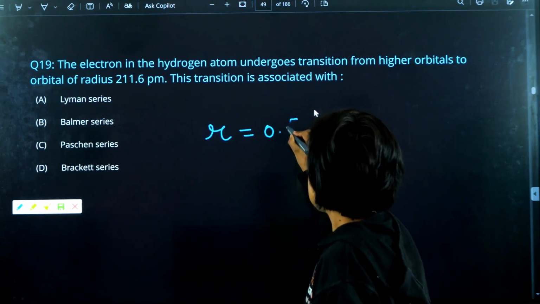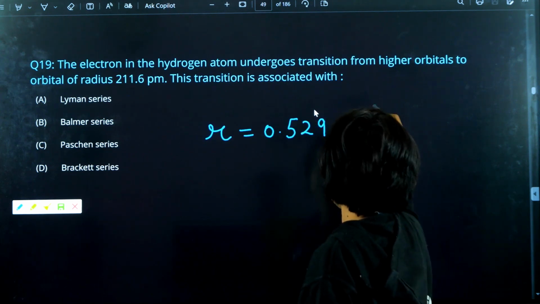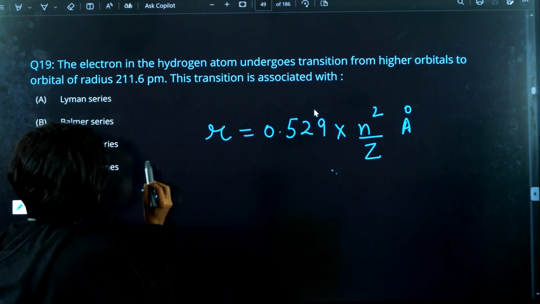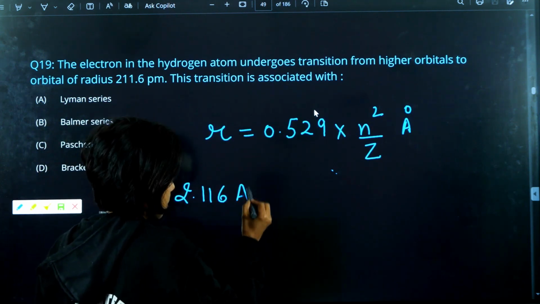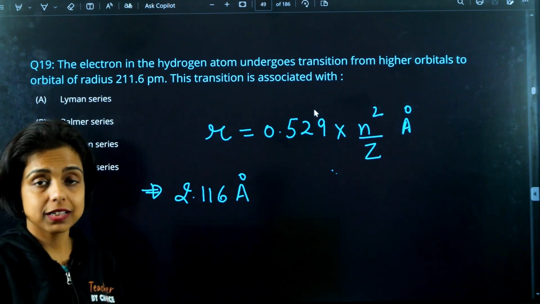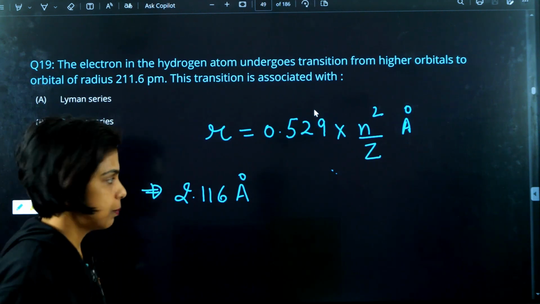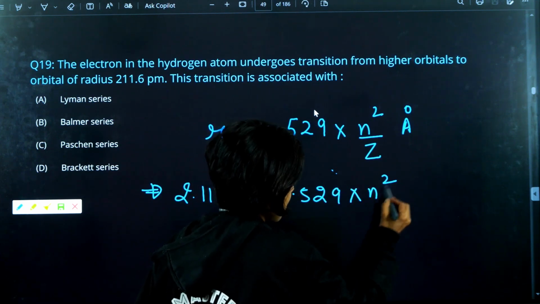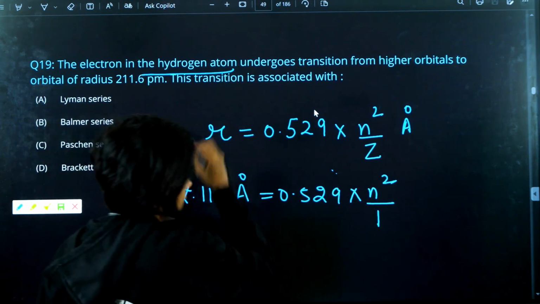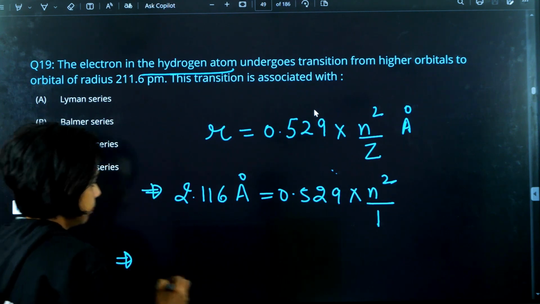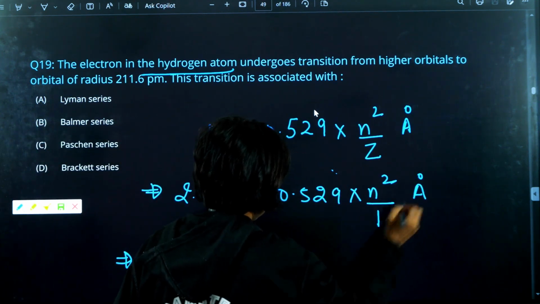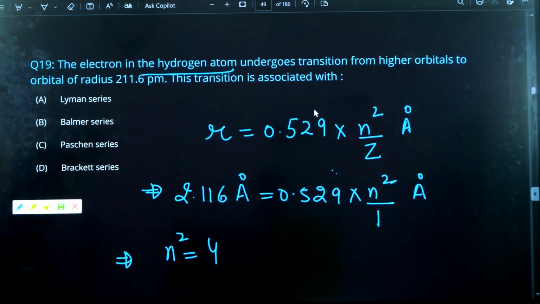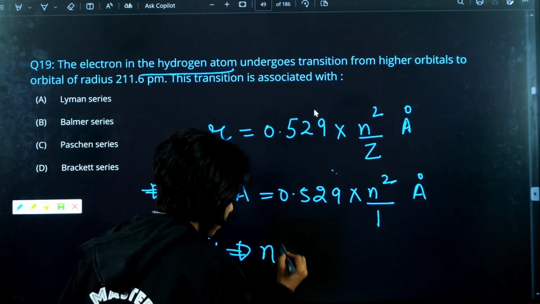Let me write 0.529 n square by z angstrom, right? So this radius is given to us in picometer, so we'll convert it into angstrom. 1 picometer is 10 to the power minus 12 meters, whereas 1 angstrom is 10 to the power minus 10 meters. So I just converted into angstrom. 0.529 n square by z, because it is a hydrogen atom, so z is 1, right? Yes. So I can see n square coming out to be 4 approximately. That means the n, the orbit number, shell number is 2.